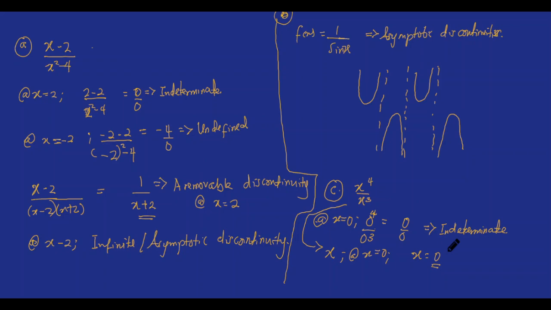So it means there is a hole there, because originally the function wasn't defined, but we could find the limit by restructuring or simply modifying the function. It means for the function x raised to the power of 4 divided by x raised to the power of 3, there is a removable discontinuity at x equals 0.